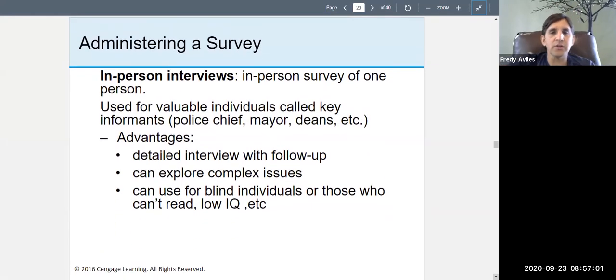You can also do what's called an in-person interview. An in-person interview is like you do a survey with one person, okay? Usually, you spend a lot of time with these people and you go over the questions with them. And usually these in-person interviews are basically for people who are very important or key individuals, key informants. So it might be an interview of a police chief, a mayor, a dean, or something like that. Or someone else, right? Someone you're gonna spend a lot of time with and you're gonna go over your questions. They're gonna answer them and you're gonna record their responses.